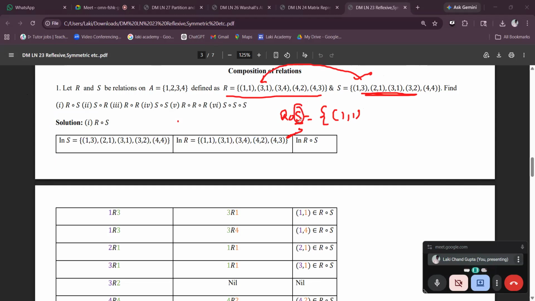Always we will look at the inside one first. So you will check what? 1 is related with 3. Now check the next pair which starts from 3 from relation R. Understood? So you will get what? 1 comma 1 and 1 comma 4. Understood?